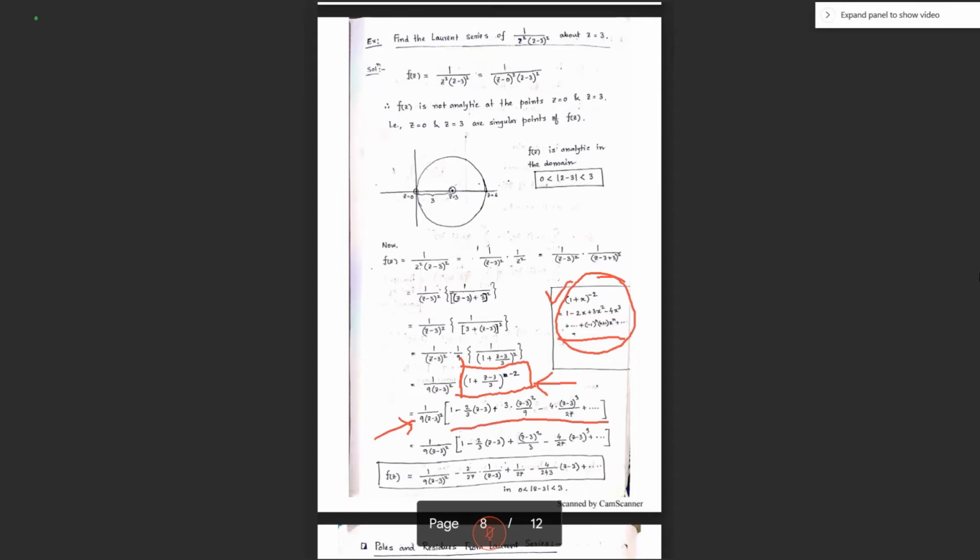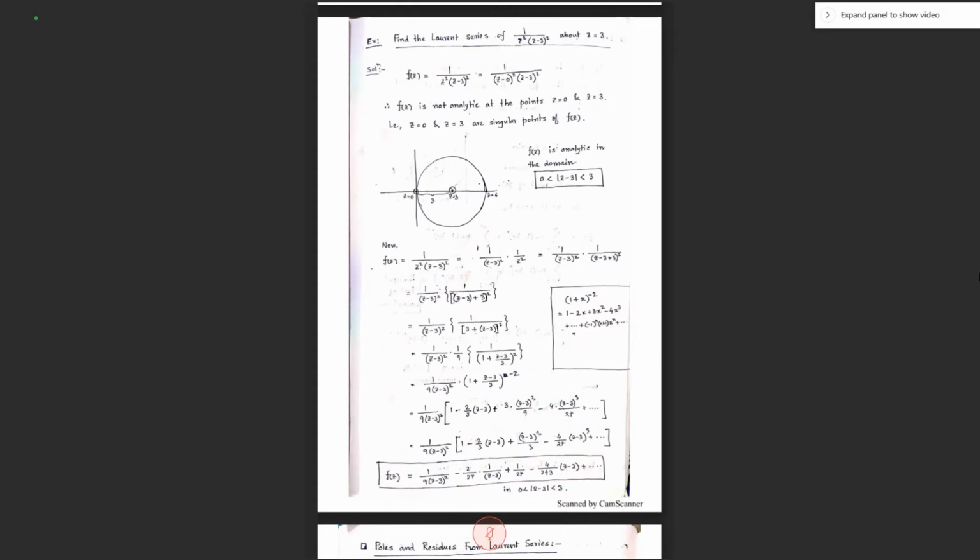Now in the next step, we make some algebraic manipulations, and finally we get this function f(z). So this is the required Laurent series expansion. The function in the box is the required Laurent series expansion of the given function, and this Laurent series is valid in the annular region 0 < |z − 3| < 3.